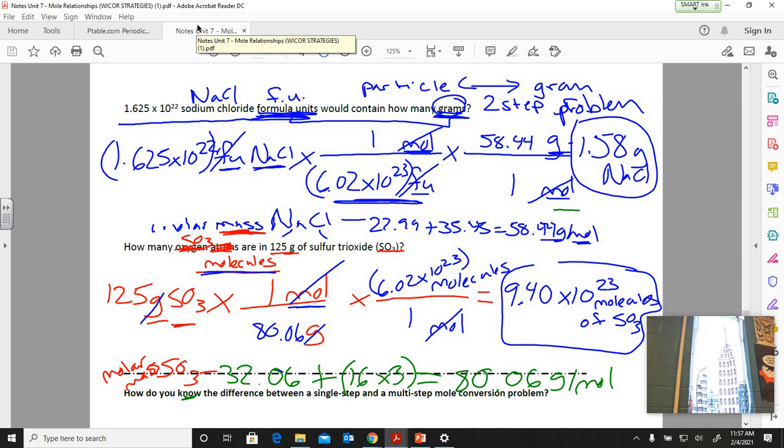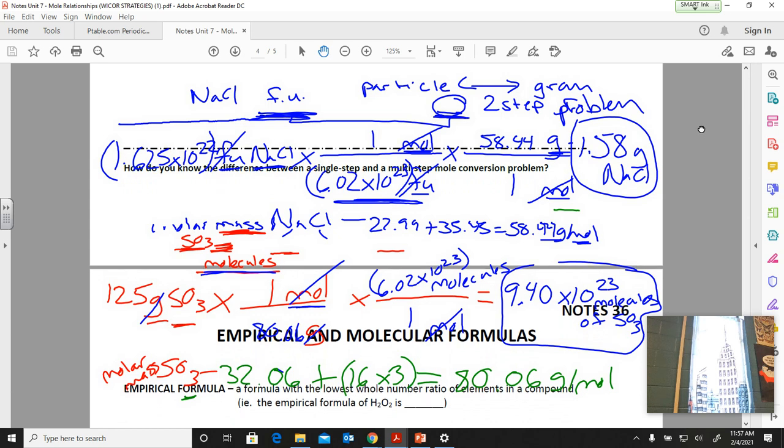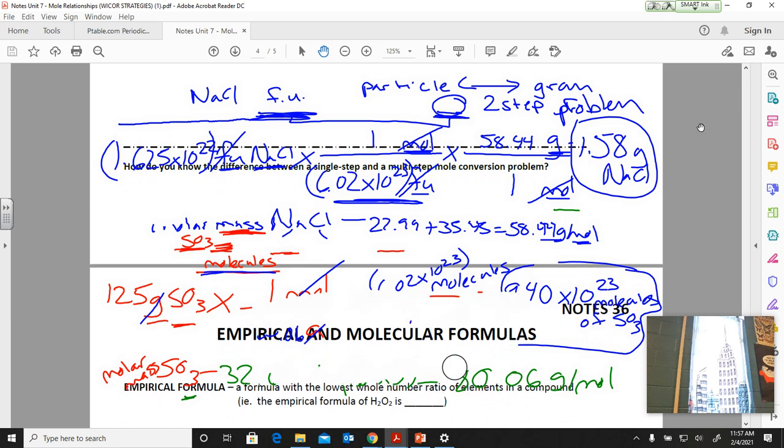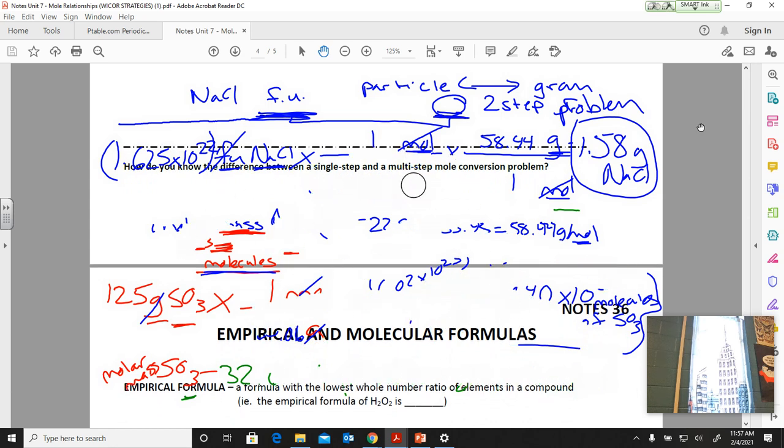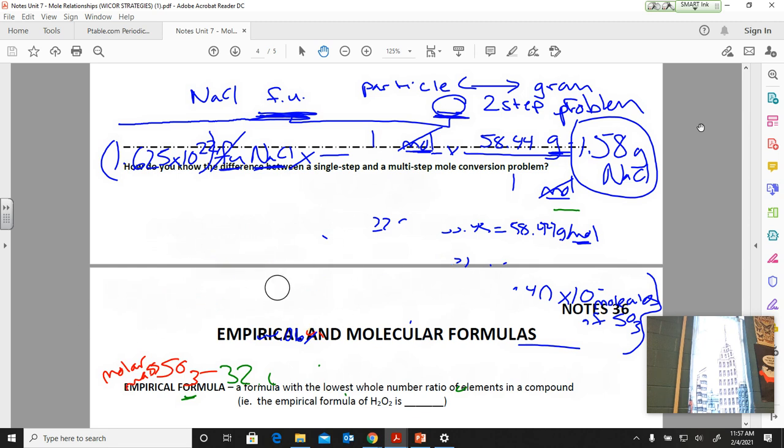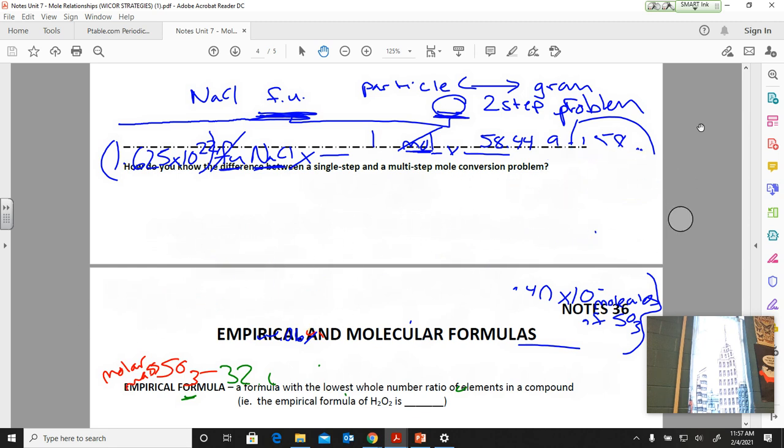Okay. Now, if I scroll down and answer this question down here, I'm just going to erase it enough. It's out of the way. There we go. It says, how do you know the difference between a single step and a multi-step? And remember, our multi-steps are really just going to be 2 steps. That's as much as we're going to do. It's 1-steppers and 2-steppers. So how do I know the difference between a single step and a 2-step mole conversion problem?